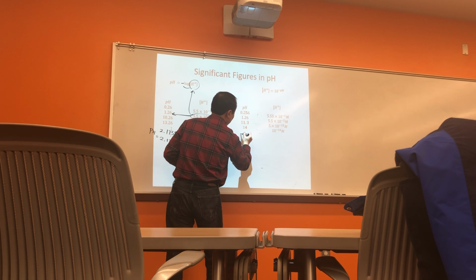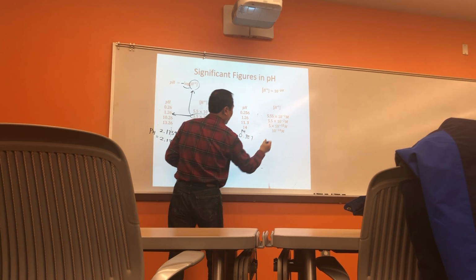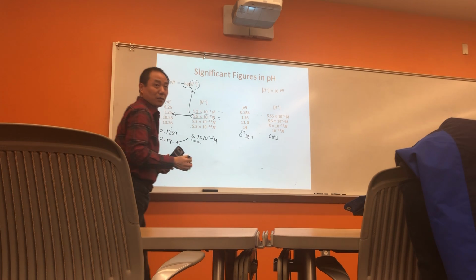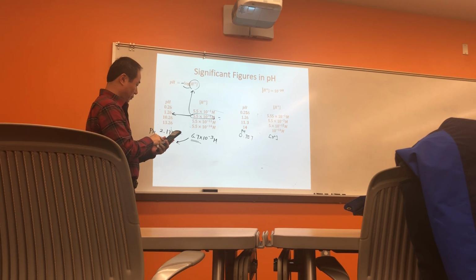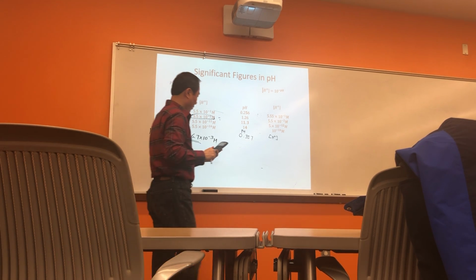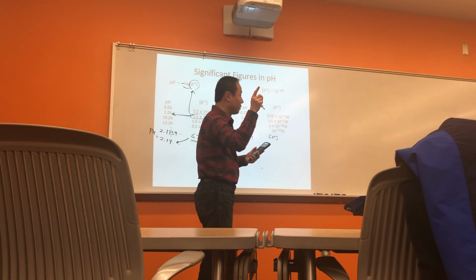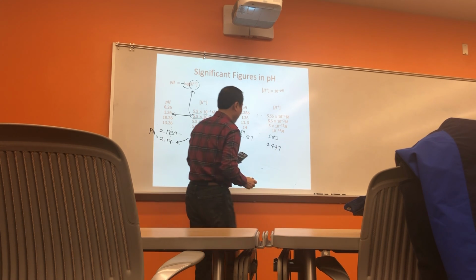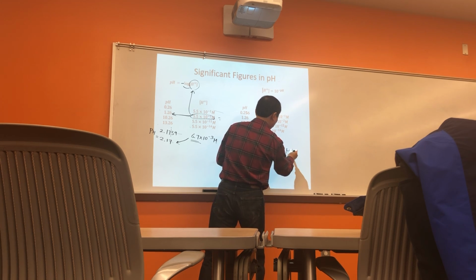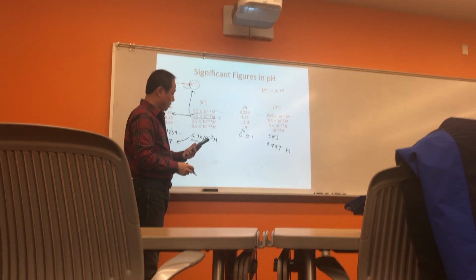What if your pH is 2.5? What if pH is 0.357? What is the concentration of hydrogen? Can anyone answer? 0.447. Okay, I did it right.